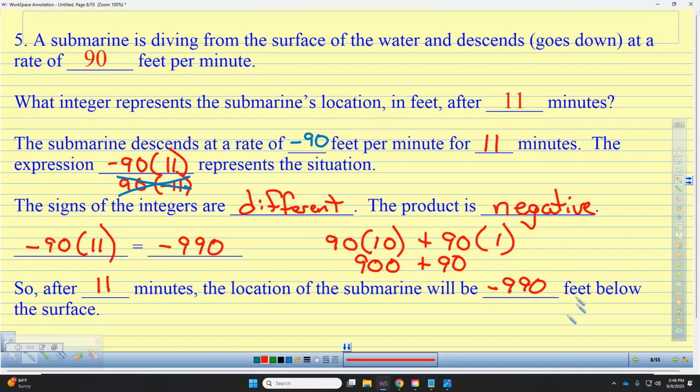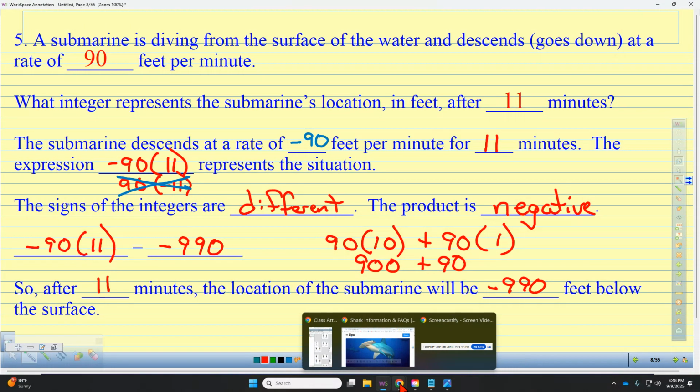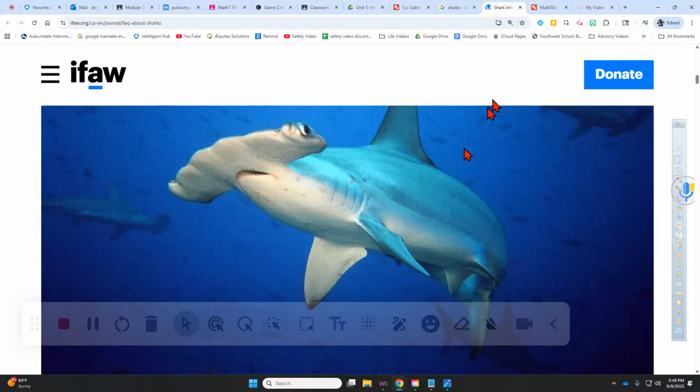And we'll stop at this point, and speaking of being underwater, we're going to go to some sharks, or a hammerhead shark, and end it there.